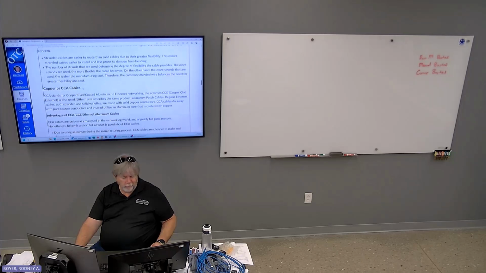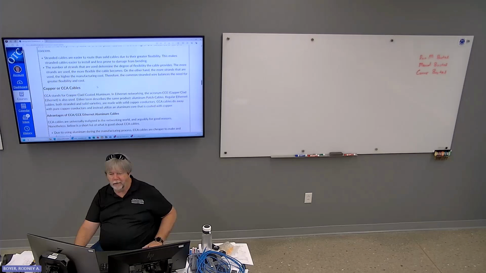CCA, copper clad aluminum. Most cable that you buy online, like Amazon or places like that, is CCA rather than solid copper. It's cheaper to make.